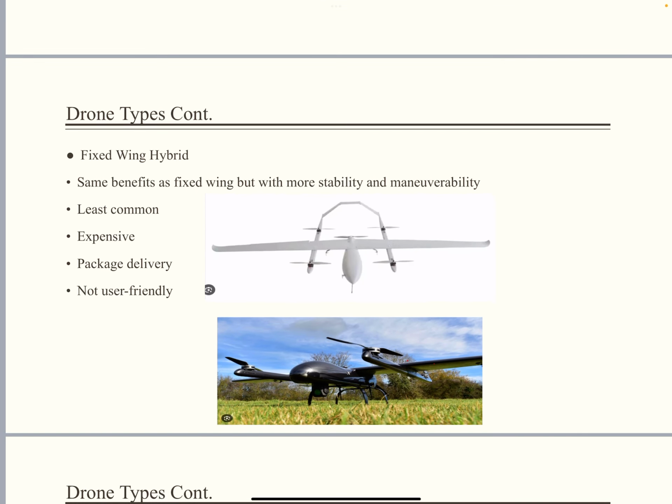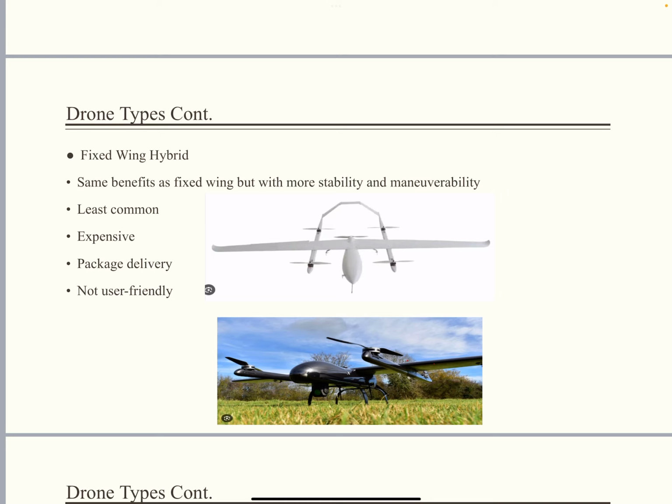Fixed-wing hybrids. So this is a drone that can fly in the vertical and horizontal positions, not just horizontal as a plain wing drone does. It has the same benefits as a fixed wing, but it's going to be more stable, and it's going to have more maneuverability because it has that vertical movement. So it just means it can go straight up and down. As for a plain fixed wing, it can only fly like an airplane.